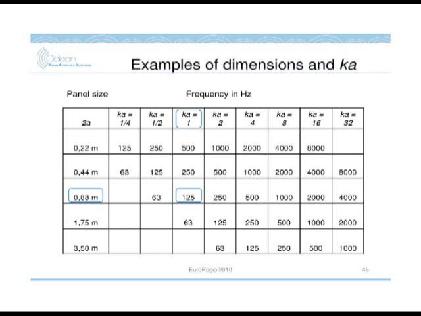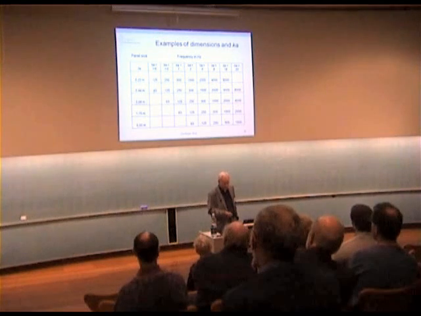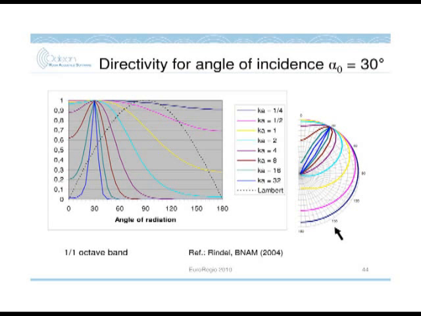So, for example, if the dimension of the panel is 0.88 meter, and we look at a low frequency like 125 hertz, it corresponds to the curve Ka1. I can just go back. Ka1 is the yellow one.